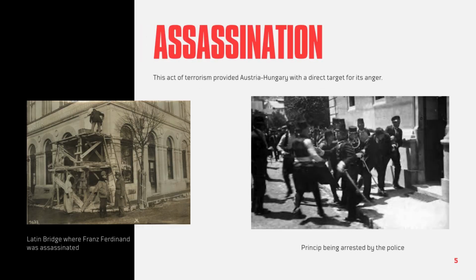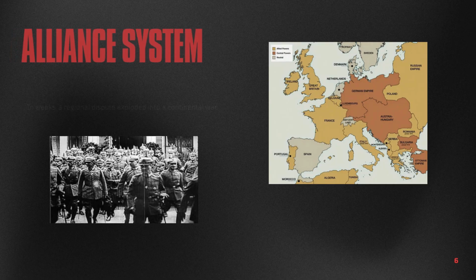First, the assassination itself. By a staggering coincidence, the Archduke's driver took a wrong turn, stalling right in front of a young Bosnian Serb nationalist named Gavrilo Princip. Seizing the opportunity, Princip stepped forward and fired two shots, killing both Franz Ferdinand and his wife. This act of terrorism provided Austria-Hungary with a direct target for its anger.